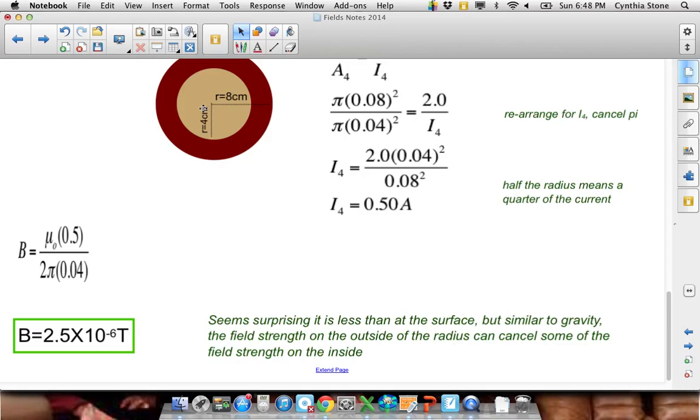So the field actually drops, right? And that's the same here, right? Because magnetic field is a vector, it reduces. So it seems surprising, but it's like the outside stuff cancels some of it. Okay, but it's all taken care of in the formula. All right, very good.